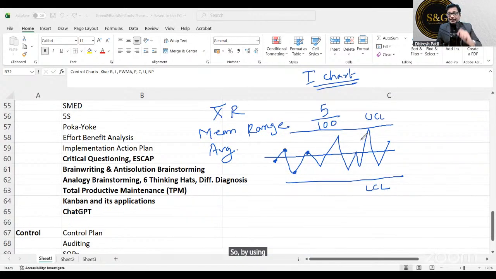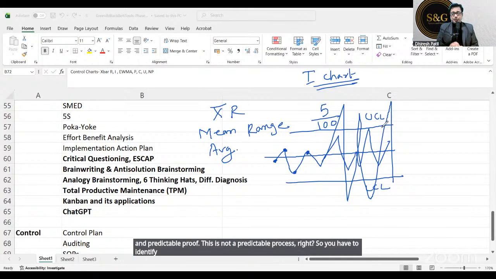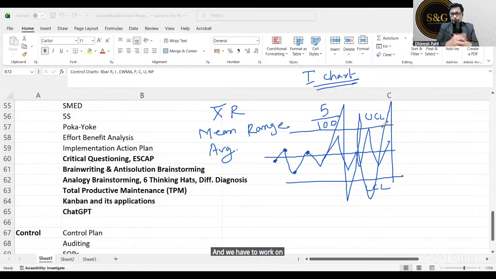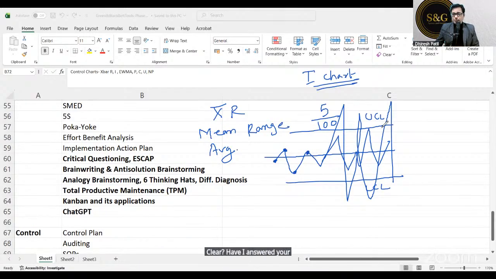So by using this, you can check whether my process is a stable attrition process, or if you have something like this, a process going like this, that means the process is not stable. Okay, if it is going beyond the control limits, the process is not basically a stable and predictable process. So you have to identify why that is so, and you have to work on that. That's how you can use control charts in the attrition example as well. Clear? Have I answered your question? Just give me a quick yes in the chat box.